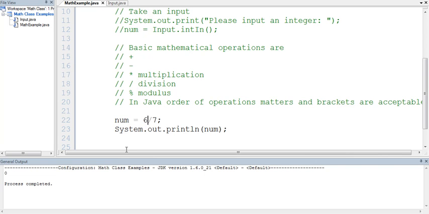So let's take something that's a little bit easier for us to calculate in our head. Let's do 1 divided by 2, which we all know is 0.5. So again, if I run this, I don't get 0.5, I get 0, because the computer does 1 divided by 2 and puts it into num, and since num is an integer, the decimals are simply ignored.